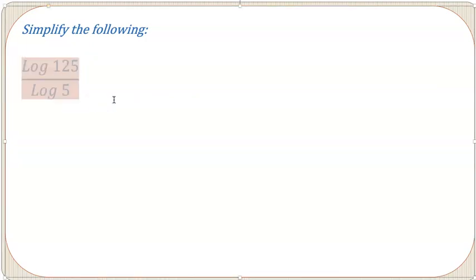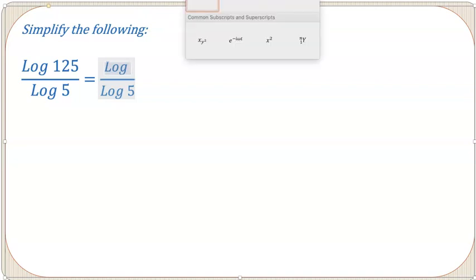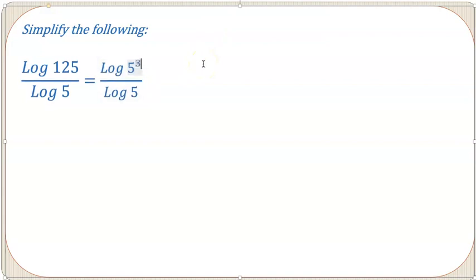Log 125 over log 5. Now similarly, 125 is 5 to the third power. And we are going to do what we just did. We're going to take that power and bring it down to the front. And that gives us 3 log 5.